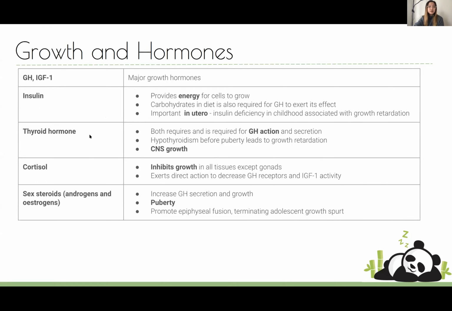Thyroid hormone is very important. It's both required for growth hormone action and requires growth hormone to assert its effect. And that's why hypothyroidism before puberty will lead to growth retardation as well. It's also important for CNS growth. Cortisol inhibits growth, and that's basically all you have to know. And then your sex steroids, obviously involved in puberty.